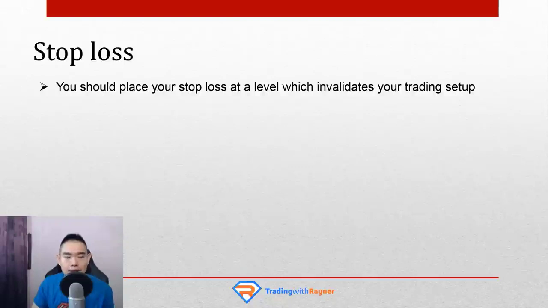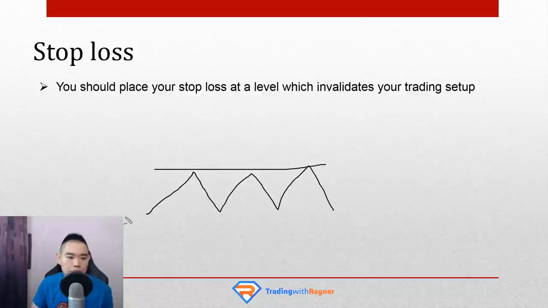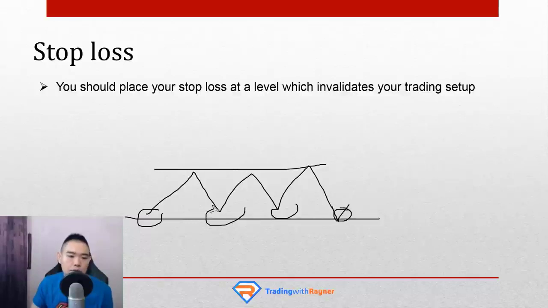Another example, let's say you are trading support resistance. The market is in a range, goes up, down, up, down, up, down. Then this is the lows of the range, otherwise known as support. It bounces once, twice, three times, and here the fourth time. Let's say you're long over here at this price point, where do you put your stop loss? Well, using this concept, your stop loss should be placed at a level which invalidates your trading setup. So at which point on this chart will support be broken?